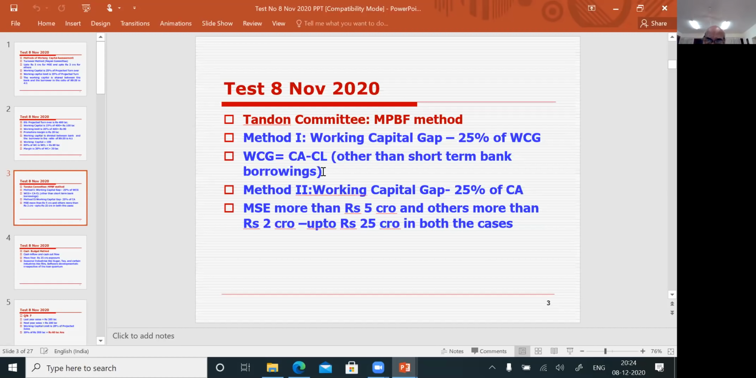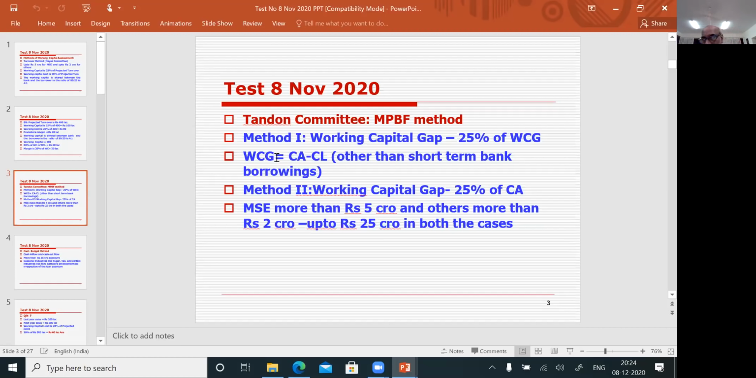Already in the balance sheet class, they would have told you what is the current asset and what is the current liability, isn't it? So that is why I am not going in depth over that. The working capital gap is current asset minus current liability, and you should not subtract the entire current liability. What is the short-term bank borrowing? That is your OD/CC in the balance sheet. You subtract that from the current liability, and what you work out is called the working capital gap.